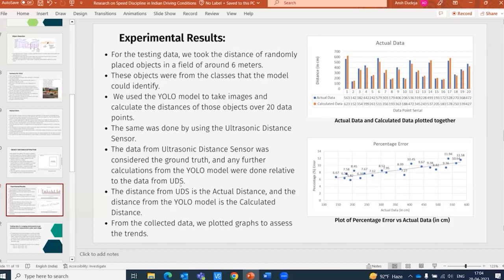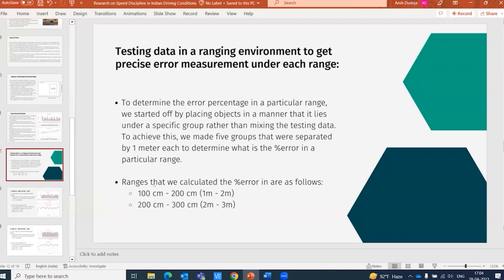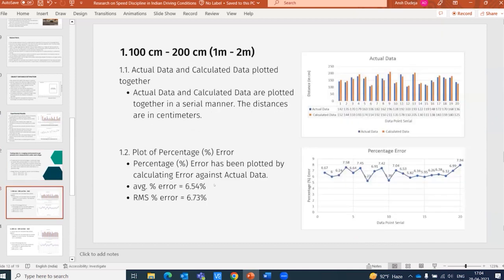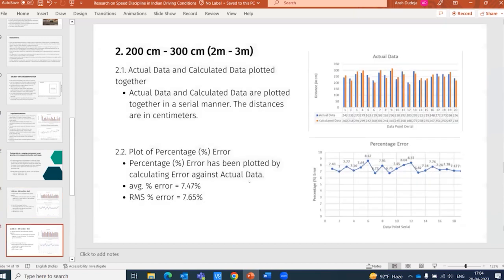The distance from the UDS is the actual distance, and the distance from the YOLO model is the calculated distance. From the collected data, we plotted graphs to assess the trends. Graphs and error percentages for two ranges have been presented in this PPT: 100 centimeter to 200 centimeter, and 200 centimeter to 300 centimeter. These are the actual errors and percentage errors. As we can observe, as the distance increases from the data point, the error also increases, and the same has been observed in the range from 2 meter to 3 meter.